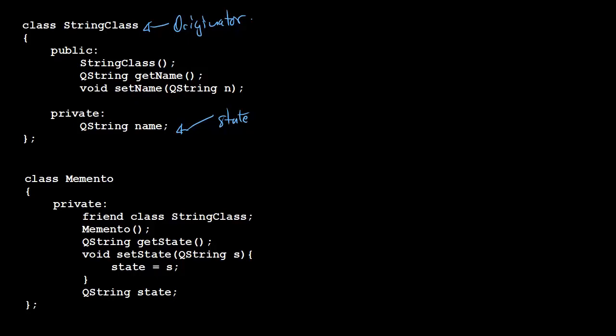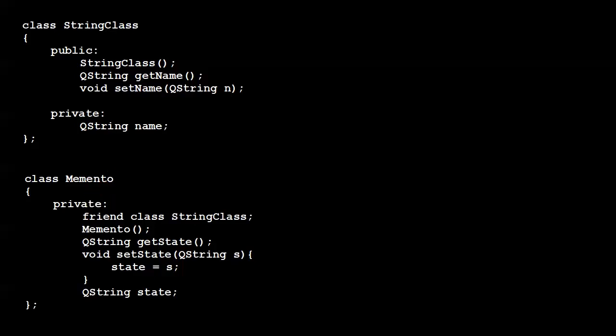Now, within your originator, we then need to introduce two functions. One that's going to allow us to create a Memento, and one that's going to allow us to restore from a Memento. Now, remember, I don't have to call this class Memento.